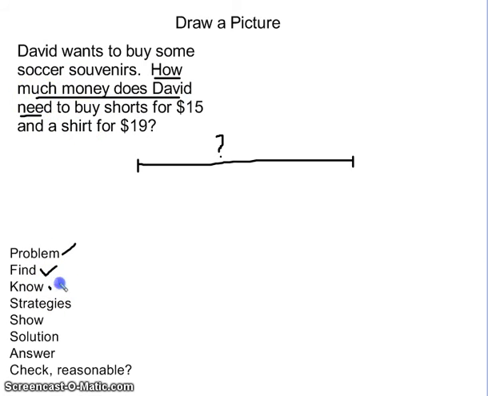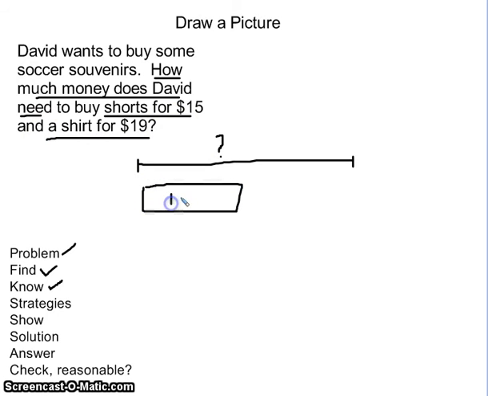What do we know? Well, we know he wants to buy shorts for $15 and a shirt for $19. So I know that the shorts would be part of it, and those are $15. And I know that part of it is going to be the shirt, and that is $19. I'm trying to find how much he needs, his total. The strategy is going to be draw a picture.